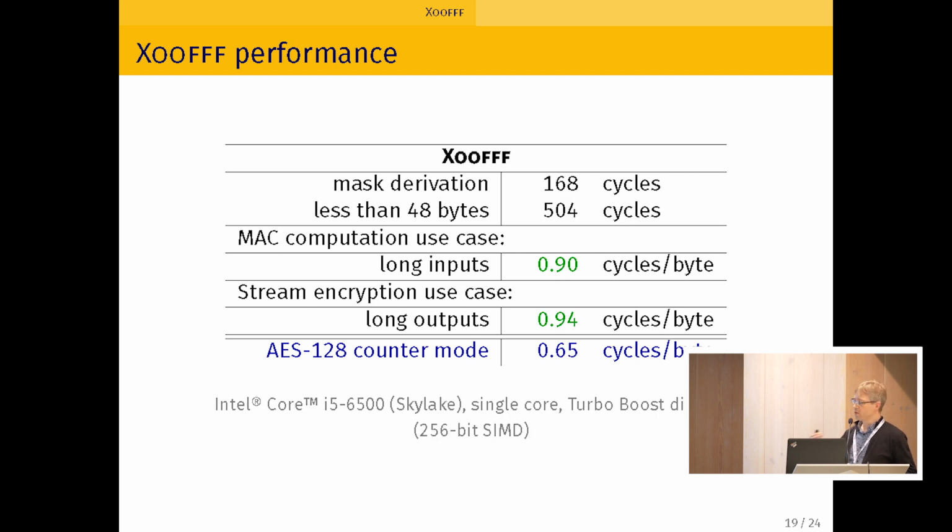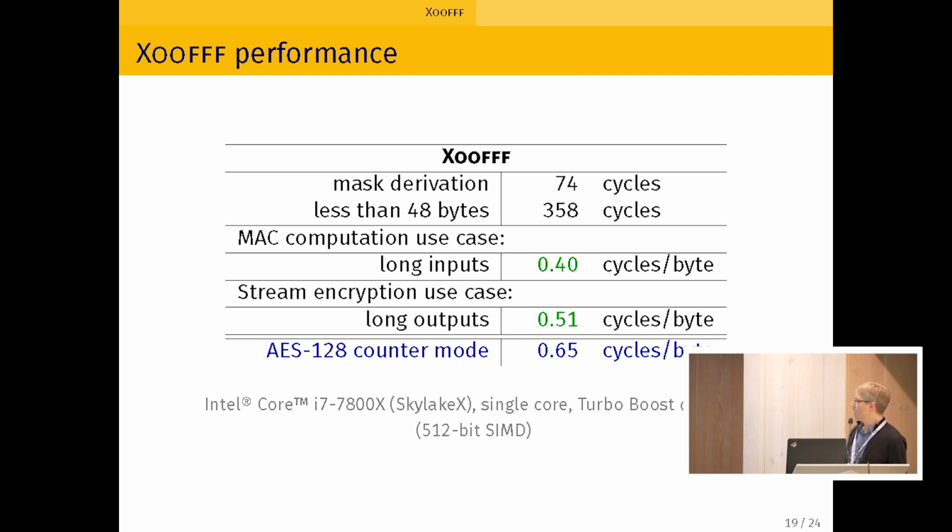Then on the more high-end, on the Skylake processor, we use the AVX2 instruction set, which allows us to have 8 instances of Xoodoo computed in parallel using 256-bit registers. And there we are slightly slower than AES. We are below 1 cycle per byte, but slightly slower than the AES, but still using something that is a general purpose instruction set.